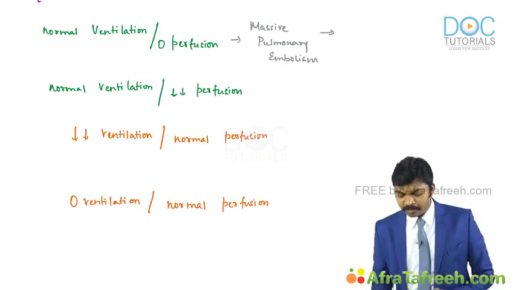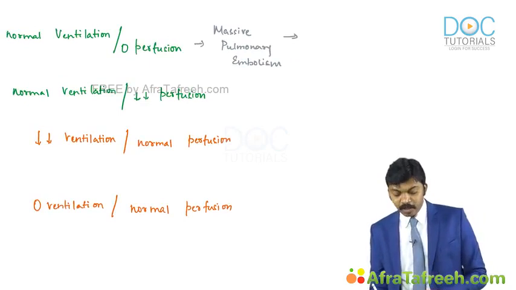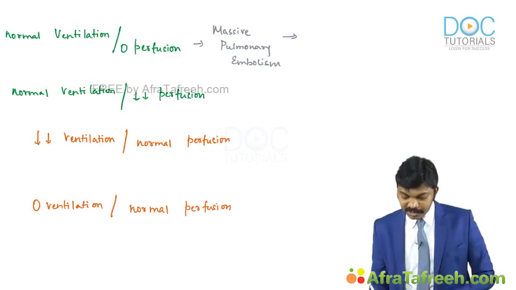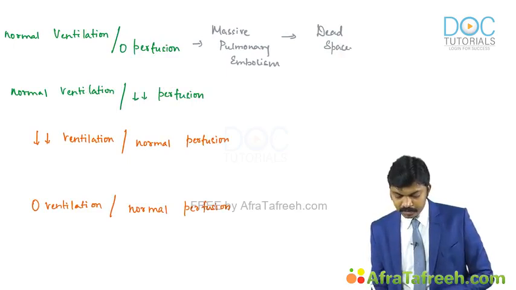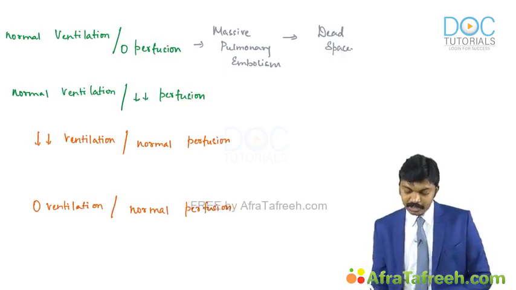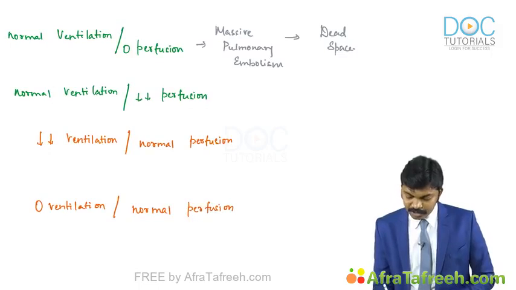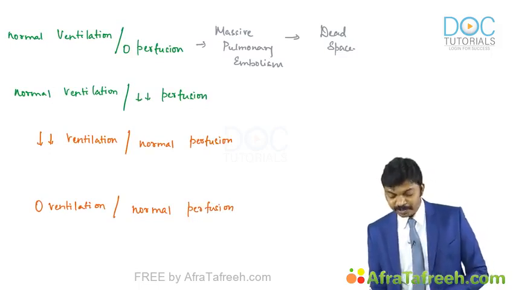Massive pulmonary embolism leads to ventilation perfusion mismatch, isn't it? When the denominator becomes 0, we know the V by Q ratio becomes infinite. So, this is an example for dead space, doctors, right? Let us keep this as condition number 1: there is going to be a massive pulmonary embolism and there is going to be dead space.